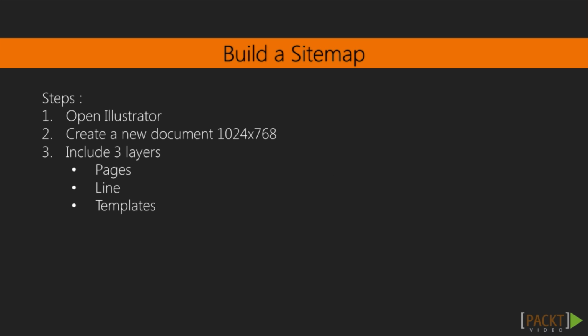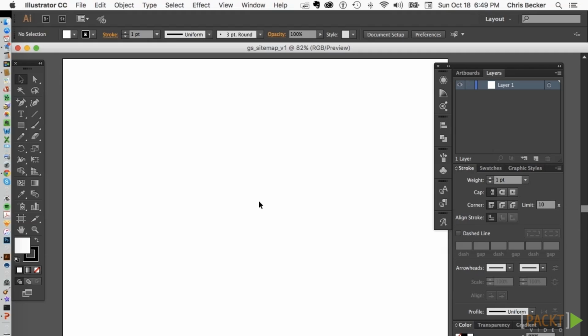Open up Illustrator or a like program. Create a new document that's sized for a website of 1024 by 768, though we'll be modifying the document size later. Select the Layers panel and add 3 layers. Label them Layer 1, the Pages, Layer 2, the Lines, and Layer 3, the Templates.